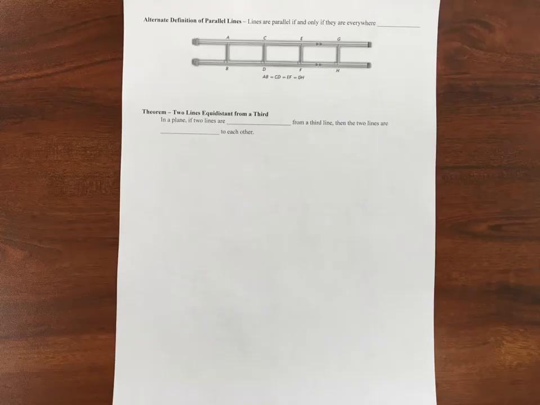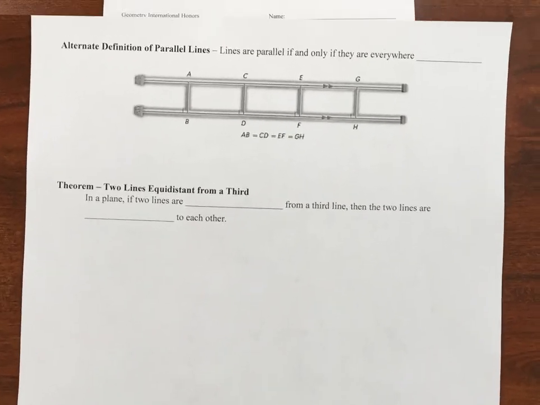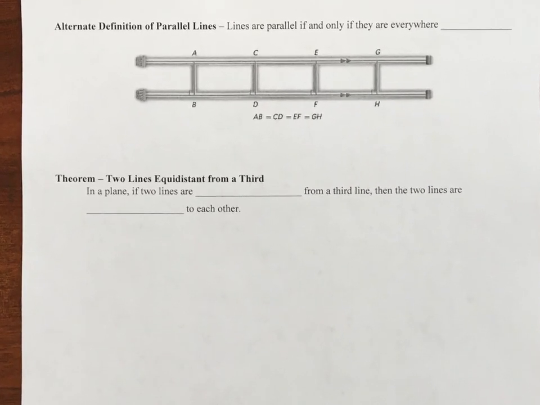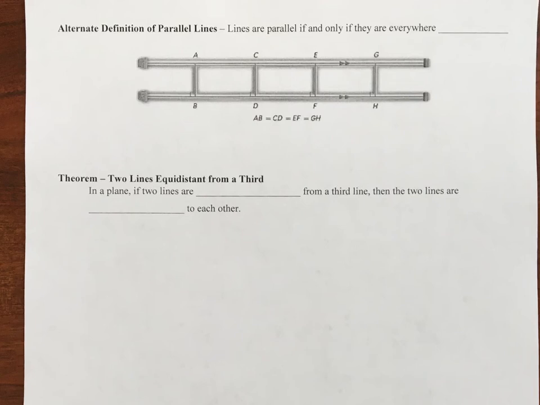And now let me make this a little bit bigger so you can see it, sorry. Now let's look at an alternate definition of parallel lines. Remember, the definition of parallel lines that we've been working with says two lines are parallel if and only if they are coplanar and they never intersect. Well, here's another way of looking at it. Lines are parallel if and only if they are everywhere equidistant. Everywhere equidistant. So a good example of that would be this ladder.